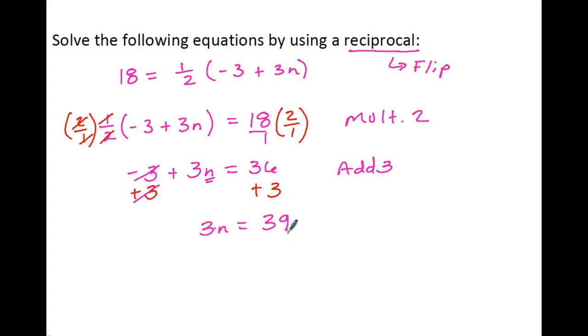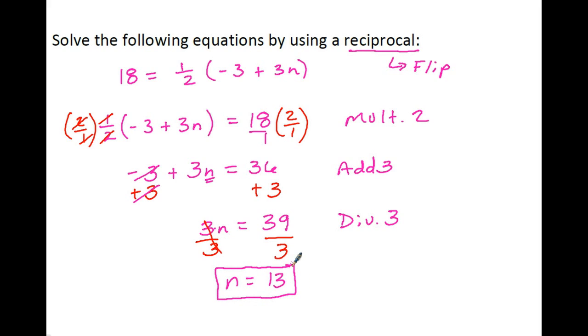Now I have 3 times n equal to 39. Again, we want to do the inverse operation, which, instead of a multiplication, is to divide. So we're going to divide by 3 on both sides. That way we can cancel that 3, and we're going to divide on this side too. So we have n equal to 39 divided by 3. Therefore, n is going to equal 13. Don't forget, anytime you answer an equation, plug it back in, verify that it's the right answer, and then you can move on.